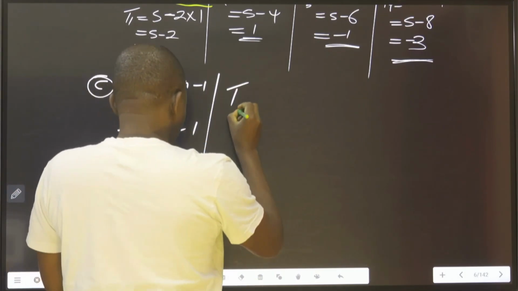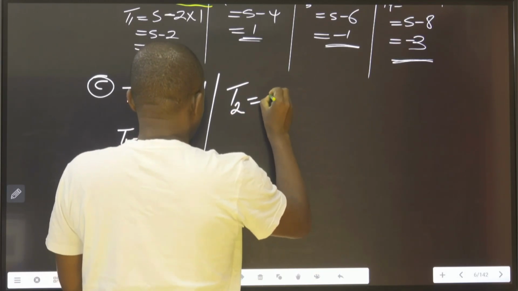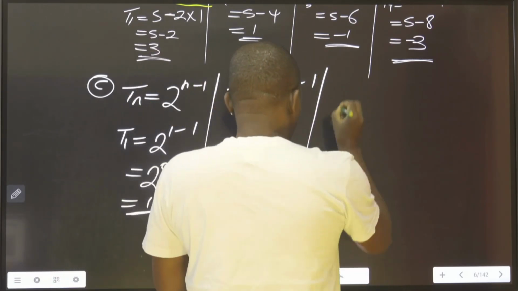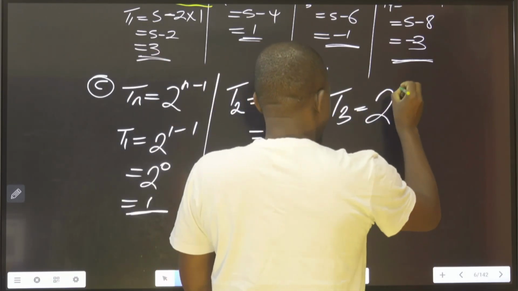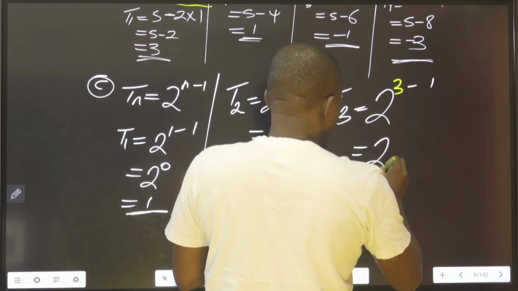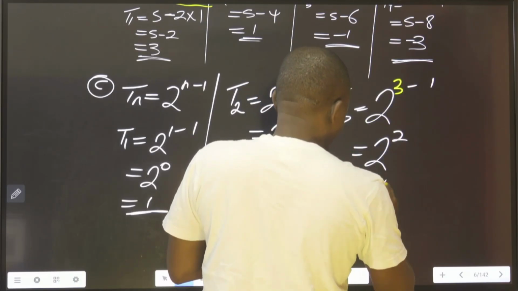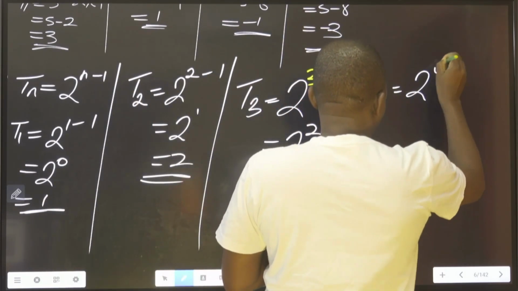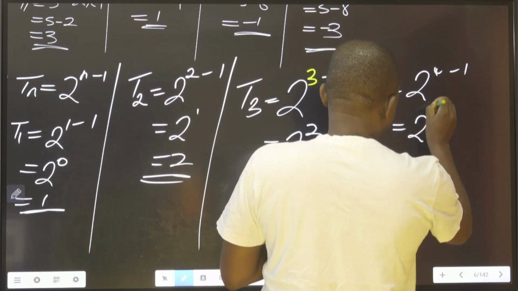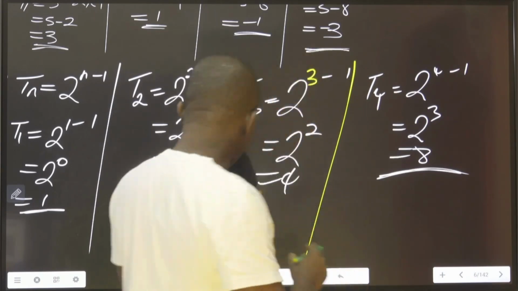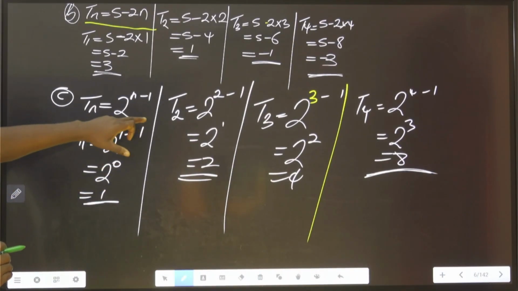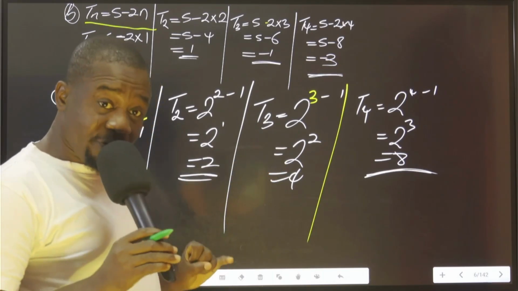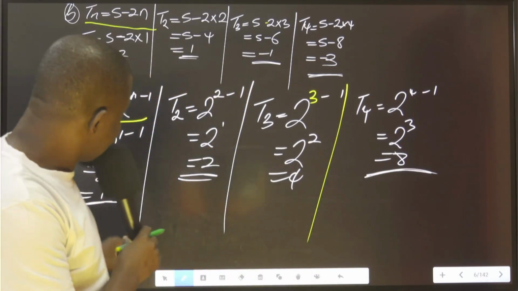For the second one, we have 2 raised to the power 2 minus 1 equals to 2 raised to the power 1 equals to 2. For the third one, we have 2 raised to the power 3 minus 1, which is 2 raised to the power 2 equals to 4. Then finally, we have 2 raised to the power 4 minus 1, 2 raised to the power 3, which is 8. So you can see, for this particular sequence, the first term is 1, the second term is 2, the third term is 4, and the fourth term is 8.